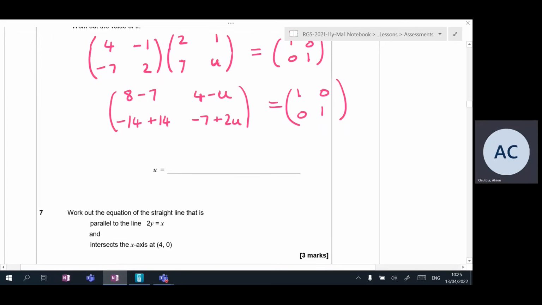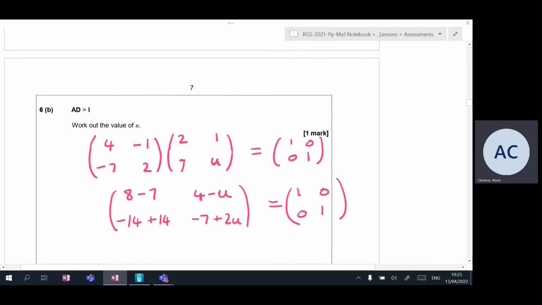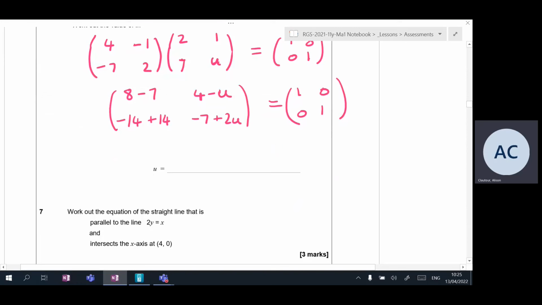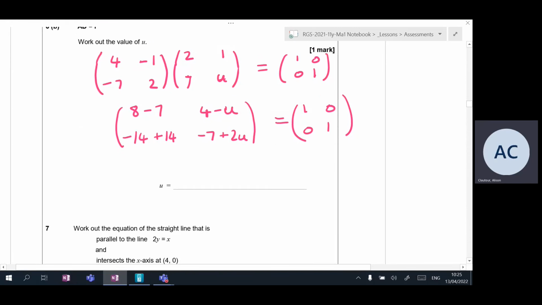Okay, so if you're trying to find the value of U, it doesn't really matter which value you pick, but the easiest one to pick, I would say, is if you match up this one and this one. So 4 take away U gives you 0, so the value of U is 4. And that should work wherever you put it. So minus 7 plus 2 times 4 is 1. Just check in: 8 minus 7 is 1 from 14. Okay, so all the terms match up.